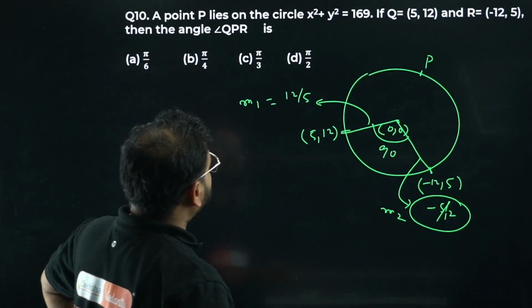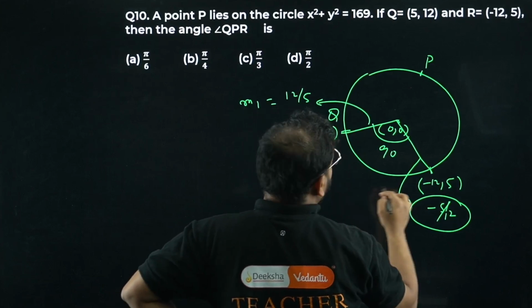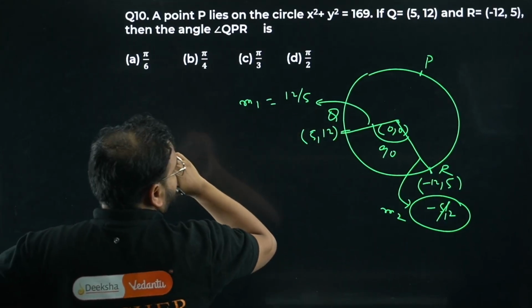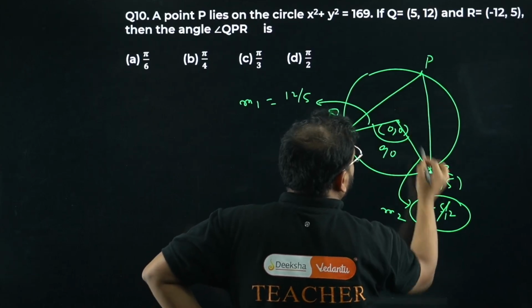What are they asking? Well, they've given the value also. This is going to be the Q point. This is going to be the R point. And this is P. What are they asking? QPR. This is 45 now, sir.